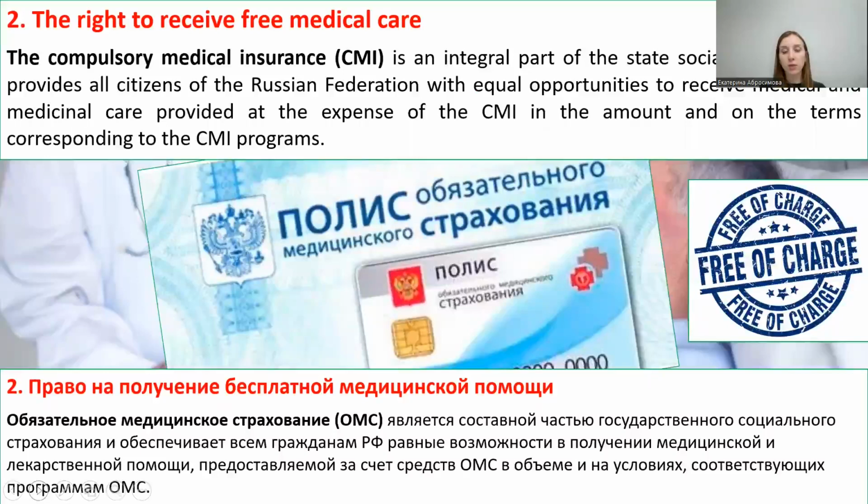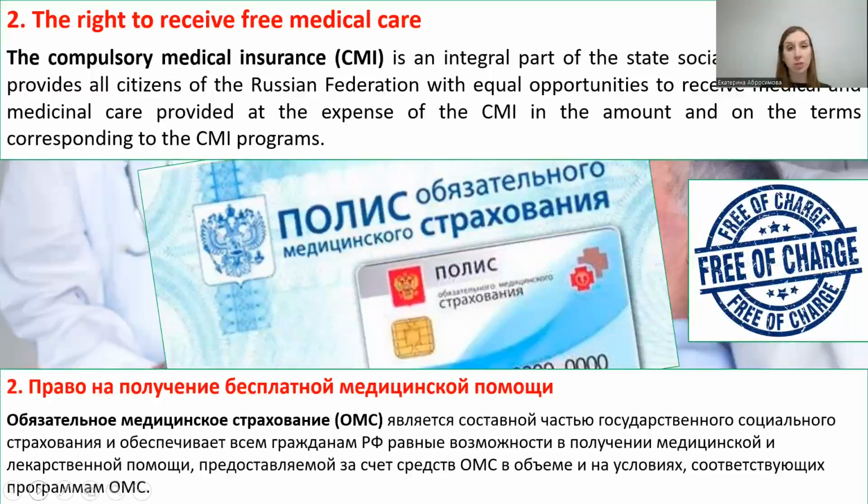One more important theme which we should mention here is the compulsory medical insurance, CMI. It is an integral part of the state social insurance and provides all citizens of the Russian Federation with equal opportunities to receive medical and medicinal care provided at the expense of the CMI in the amount and on the terms corresponding to the CMI programs. Every citizen who has the CMI medical insurance policy has the right to receive free, timely, high-quality medical care in medical organizations participating in the implementation of CMI programs, regardless of the insurance territory.